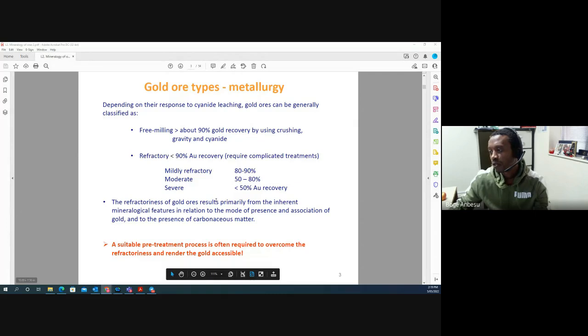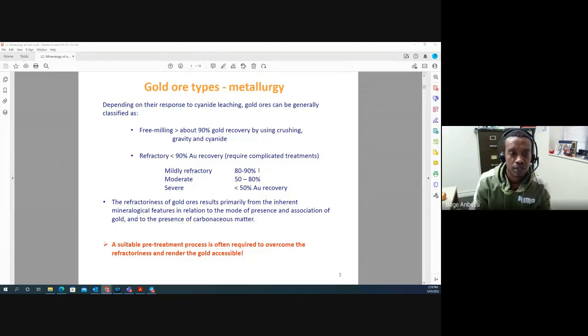So for the refractory ones, you could probably have subdivisions again. You could have, say, refractory, which is mild. In this case, if recovery is, say, between 80 and 90%. If it's moderately refractory, probably you're looking at somewhere between 50 to 80% recovery. If it's highly refractory or severely refractory, then you have less than 50% recovery of gold. As I say, this is very broad. If you were doing the correct thing in processing, and you get these numbers in terms of recovery, then you can categorize gold ores into these two.